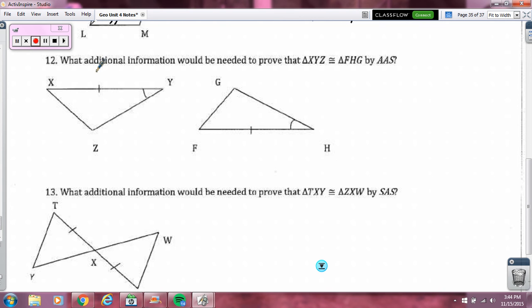Alrighty, a couple more of these. What extra information would be needed to prove the triangles congruent by AAS? So I've already got AS for both of them. To make sure that it's angle side and not angle side angle, I'm going to want to pick the one that's kind of off to the side. If I picked X, that would give me ASA, which is not the theorem I want to use. So over here I'll want to use G. So I would need angle G congruent to angle Z.